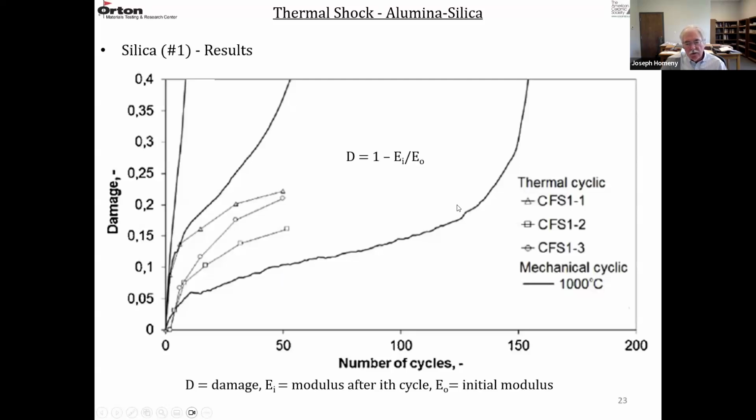And then the solid lines, again, are the mechanical fatigue testing. And this one didn't last very long, but these two are somewhat similar. And the damage, again, is calculated by 1 minus EI over E0. So D is damage, EI is the modulus after the ith cycle, and E0 is the initial modulus. And these are all done at 1,000 degrees C.